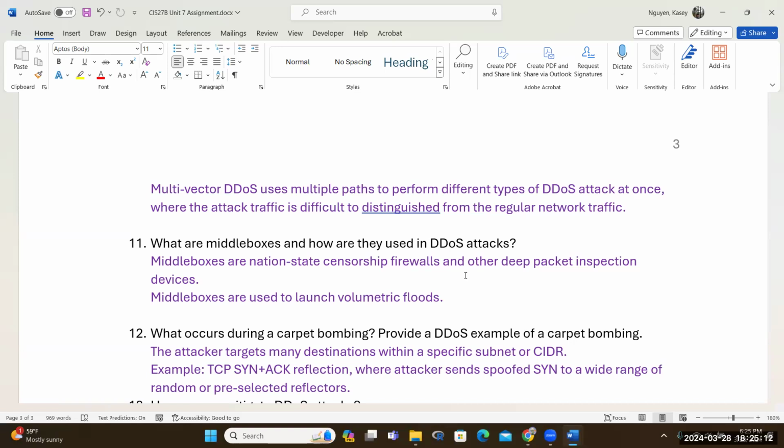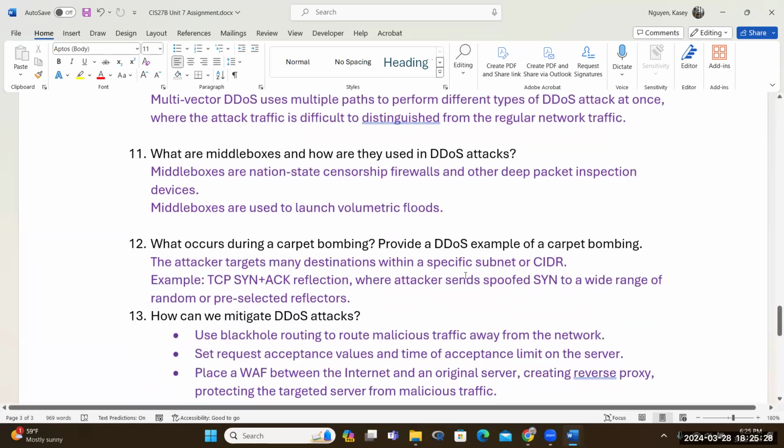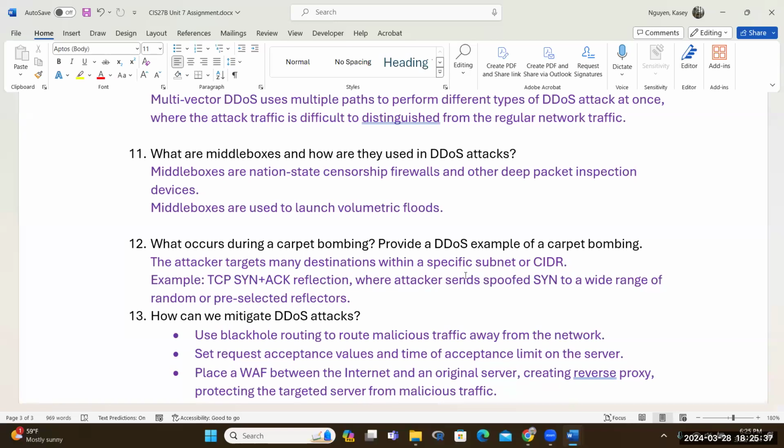Or companies sometimes use middle boxes, right? And middle boxes are just firewalls. Oh, it doesn't have to be North Korea or China. Any type of middle boxes will do. So it could be companies, a firewall that's used for packet inspection. Those are packet firewalls.